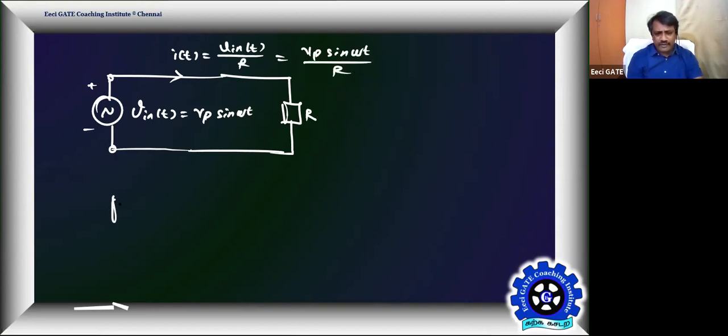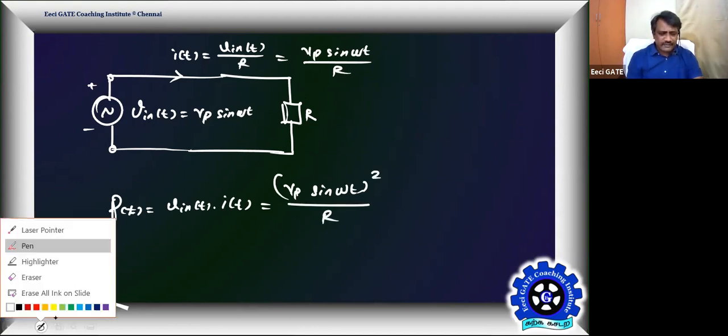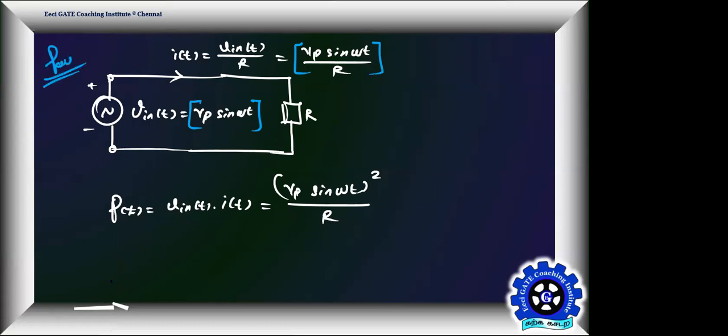Now, if you talk about the power delivered to the load, or power delivered by the source, it is V in of t into I of t. I of t is known, V in of t is known. Then what you're going to get is (Vp sine omega t) the whole square divided by R. Agree everyone? Following this? This is voltage and this is your current. Just get the product of the two. All of you getting this? Yes, sir.